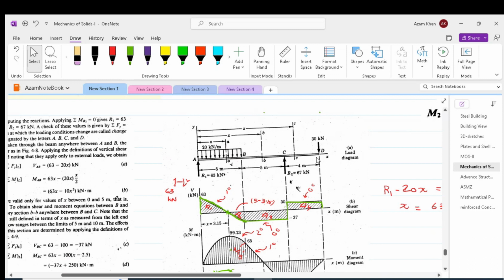In segment CD, again, we don't have any load within the span. However, at point C, there is a concentrated load acting. As we discussed, concentrated load is a cause of discontinuity and it causes jumps. So minus 37, which is constant throughout the BC, will be added to 67, keeping in mind that 67 is having a positive direction, and we will get 30 kilonewton shear at the same point. So due to the reaction 67 kilonewton at point C, we have two shear forces.